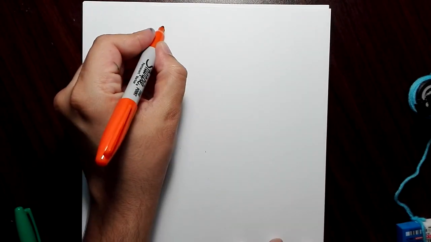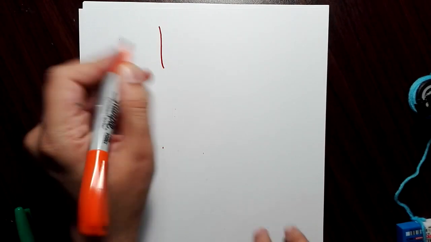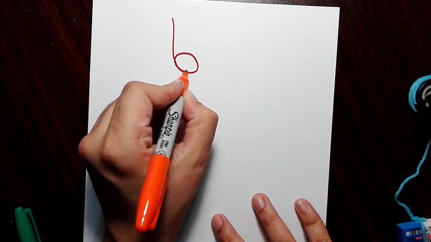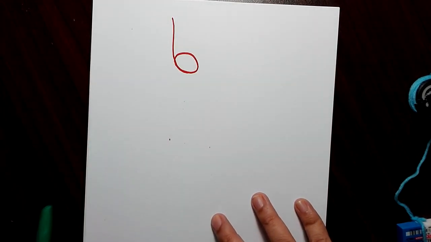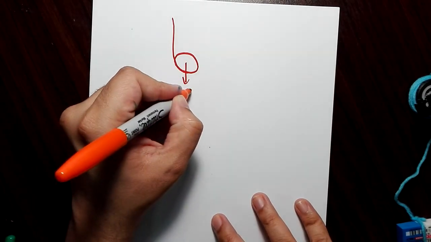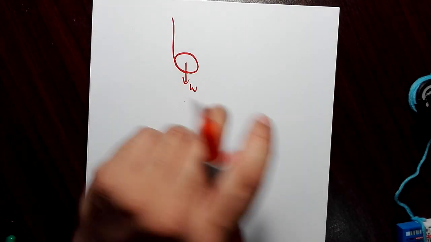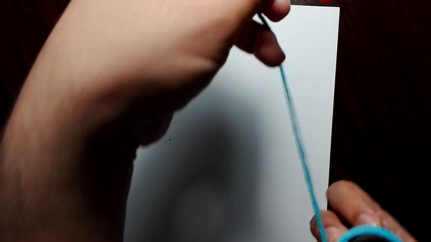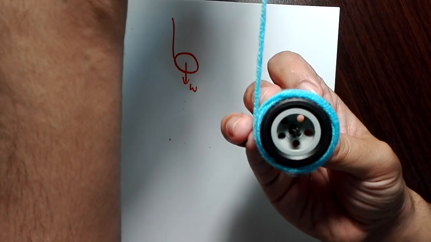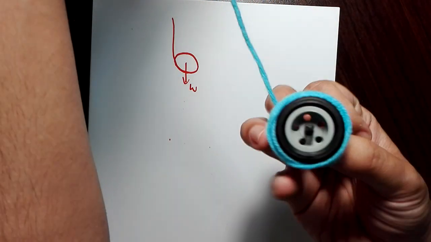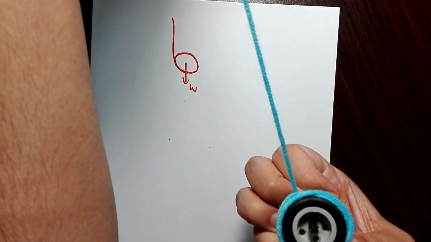Hey guys, so let's solve a problem in which you have a string that wraps around a pulley, and then the pulley is falling under the influence of gravity. It's just like a yo-yo, right? So you have a mass that's hanging and it's falling down, and it's rotating. Not a very good one, but it's just rotating.